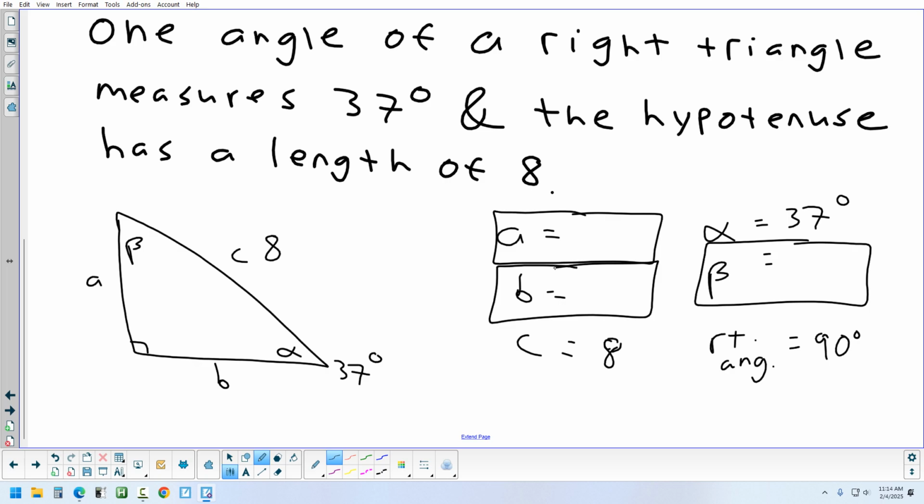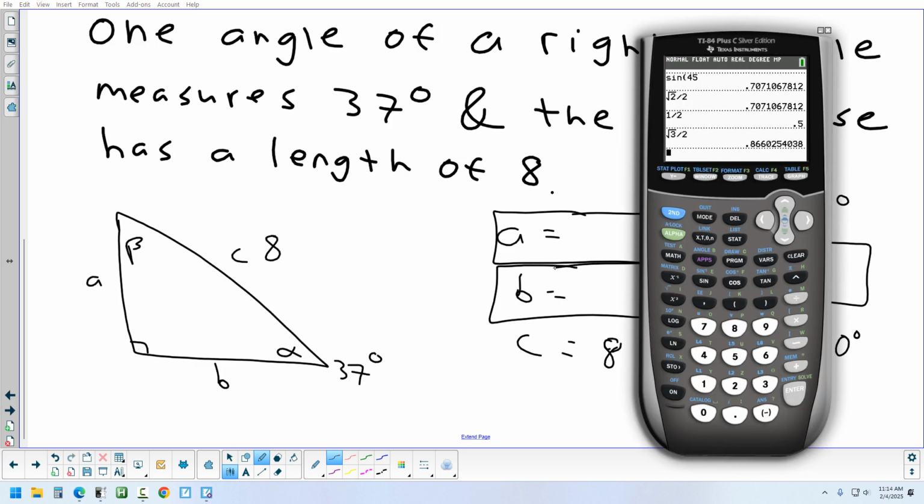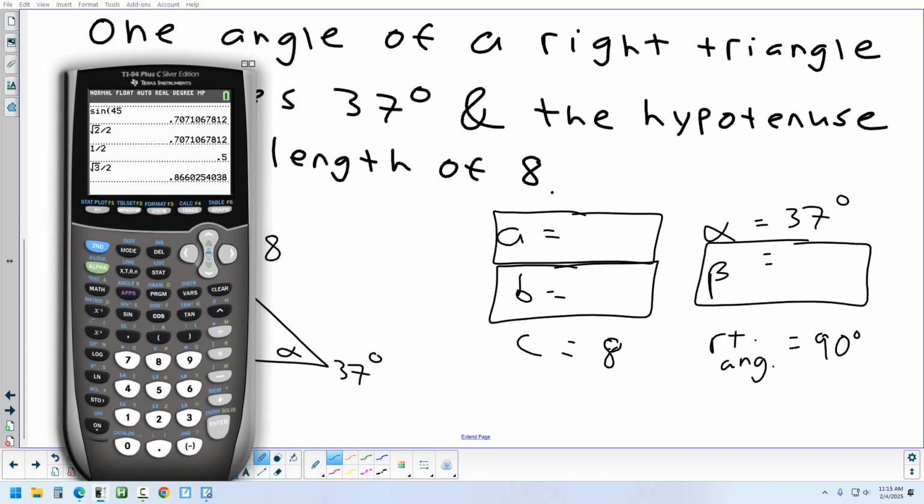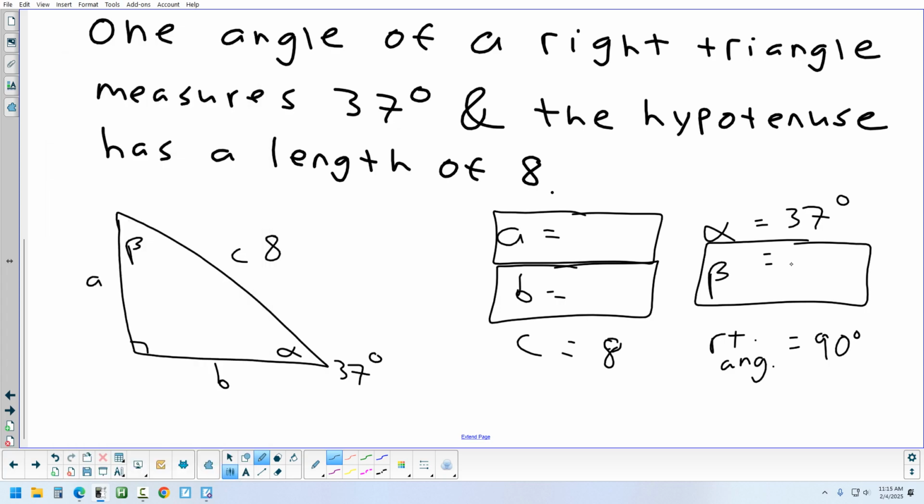Okay. Anybody see something there that I could figure out first relatively quickly? Beta, we just subtract 90 and 37 from 180. Yeah, so you can add 90 and 37 together and subtract from 180, or you could just subtract 37 from 90, because we know alpha plus beta has to be 90. So I would just do that. Okay, so now we know beta is 53.